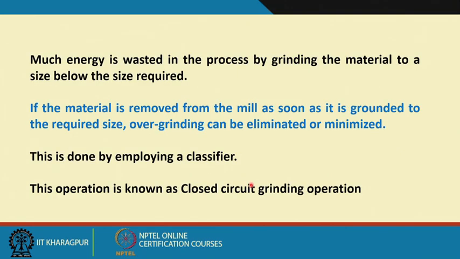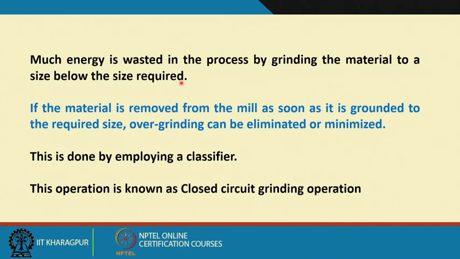And if the material is ground too fine than what is required, unnecessarily we will be wasting much of the energy. If the material is removed from the mill as soon as it is ground to the required size, over grinding can be eliminated or minimized. But as I said, it is impossible to know whether my grinding mill has produced the desired size or not, if we do not have a classifier, that is a hydrocyclone.